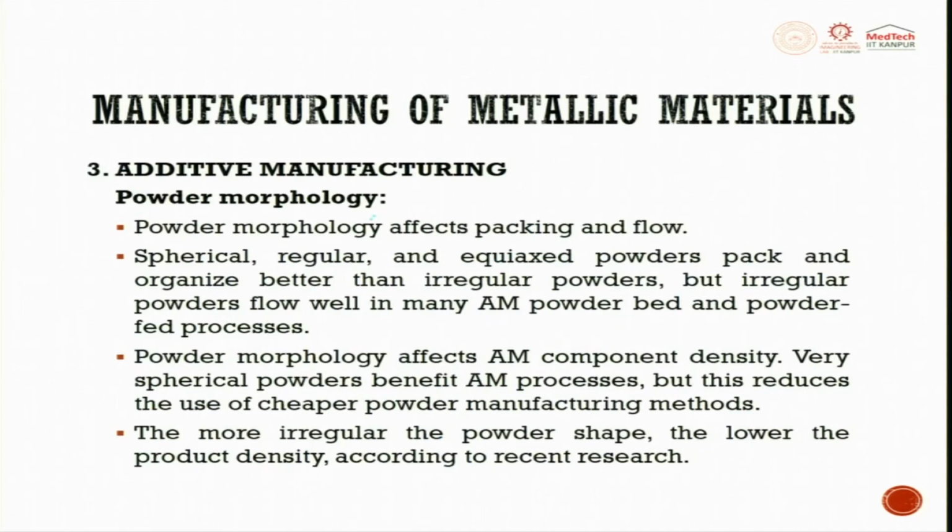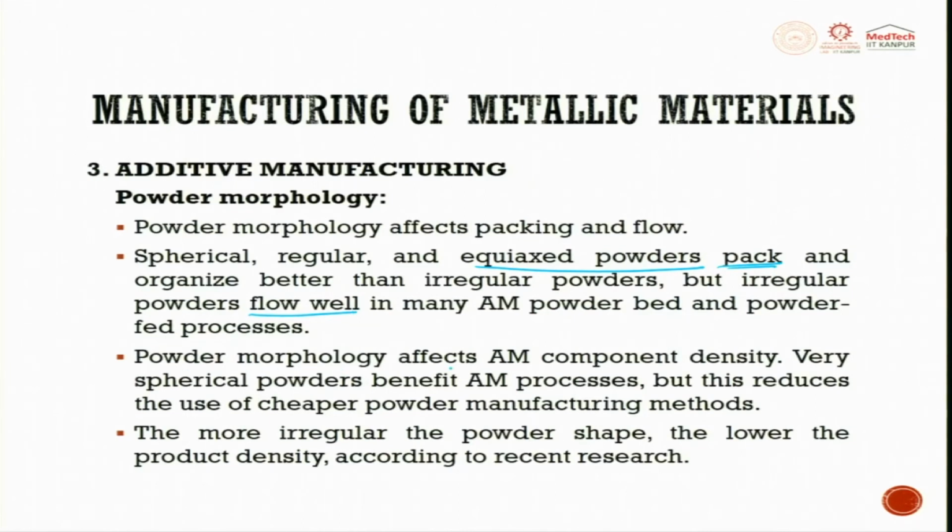When we talk about powder morphology, it affects packing and flowing. If you have all spherical, the packing factor is low. If you have a mixed bag of spherical and non-spherical, yes, you can have a huge packing factor, and the flow also can be made easily. Spherical, regular, equiaxed powders pack and organize better than the irregular powders, but irregular powders flow well in many additive manufacturing powder bed and powder fed processes. See, package wise, equiaxed powder organizes and gives you a huge packing factor, but if you have irregular, it flows well in additive manufacturing.